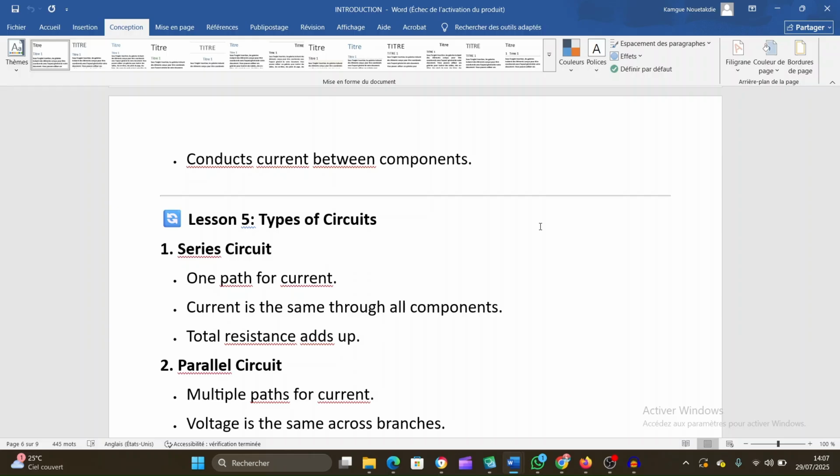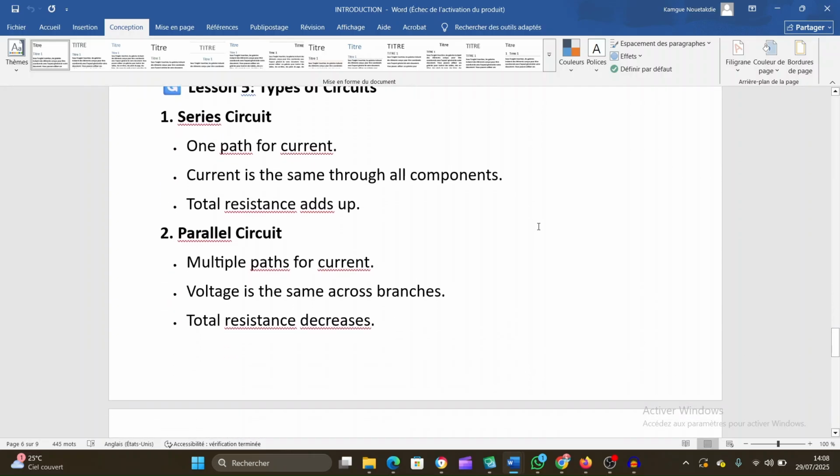So it is the same current that goes through all those components. And when you want to calculate the resistance, it adds up. This is a series circuit.